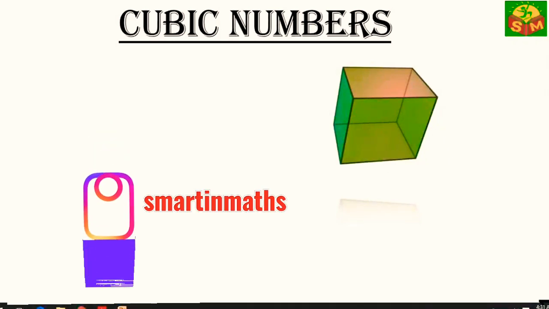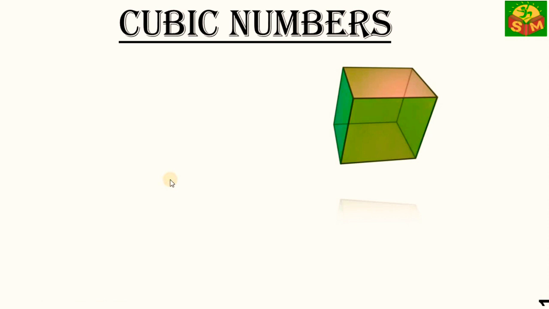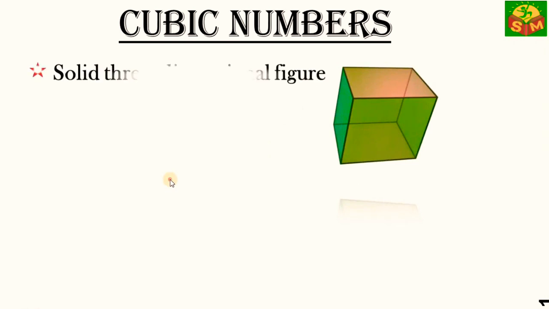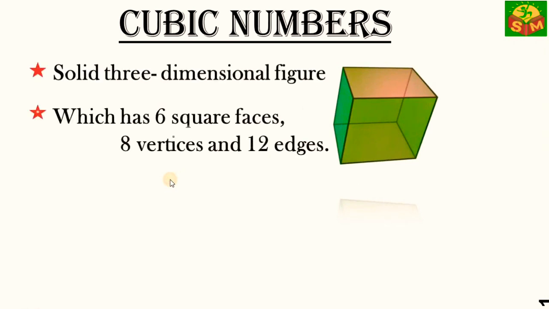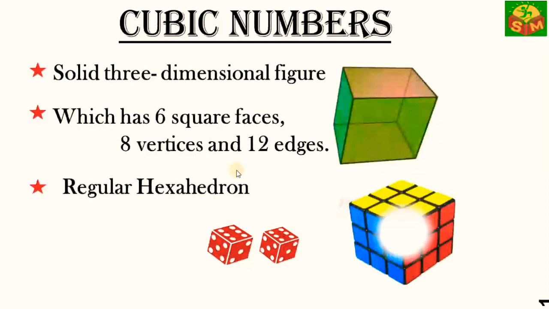Students, today in this video I will demonstrate how to cube a natural number and also discuss some interesting patterns of cube numbers. You already know a cube is a solid figure with 6 identical squares and it is also called a regular hexahedron. Regarding cubes, you will come across many real-life examples such as six-sided dice, a Rubik's cube, etc.